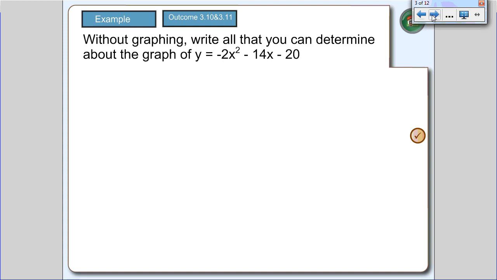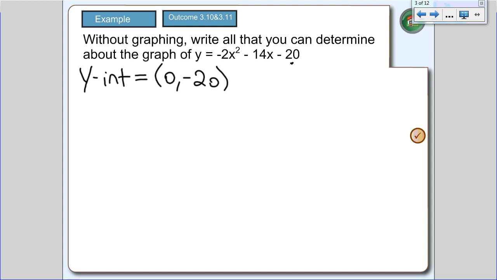Where's your y-intercept? That's your y-intercept. So we know our y-intercept is equal to 0, negative 20. That's one thing we know.